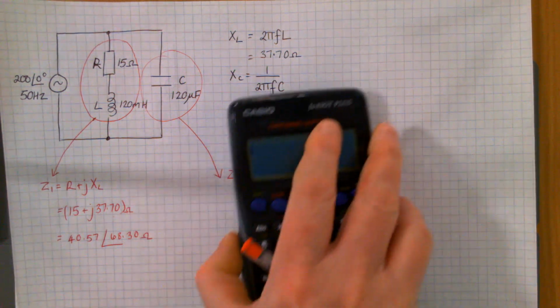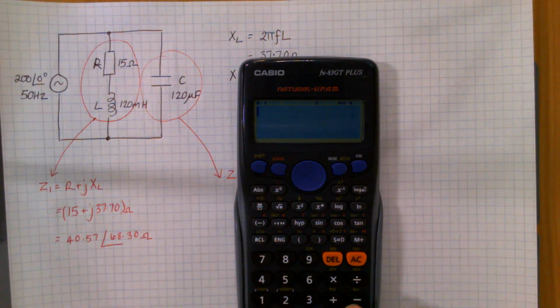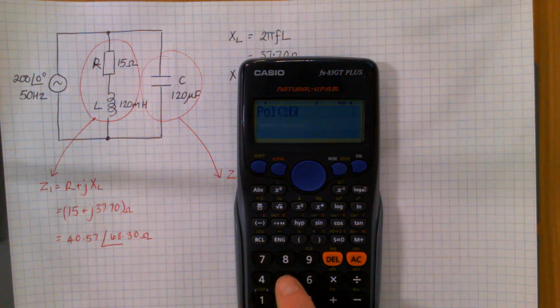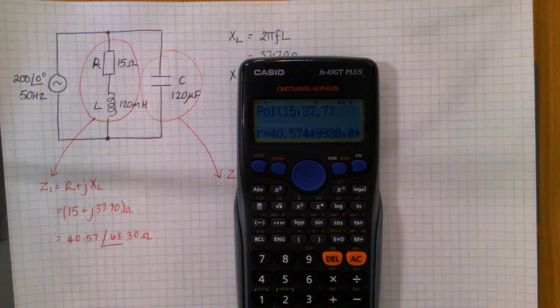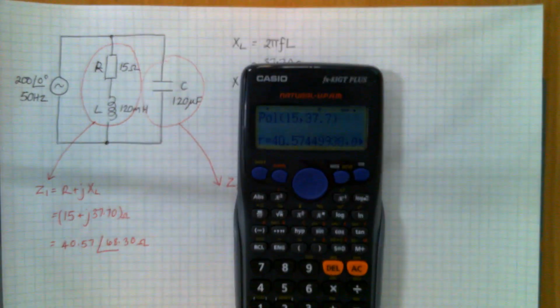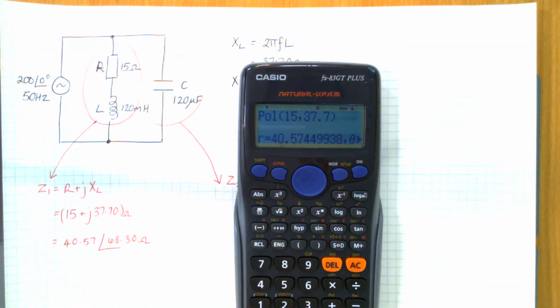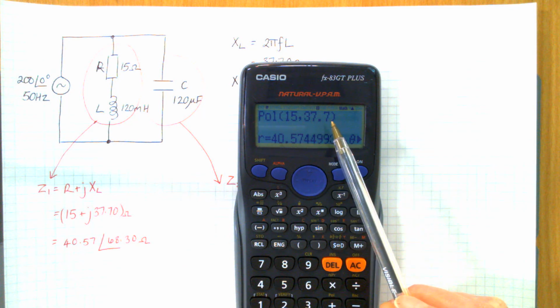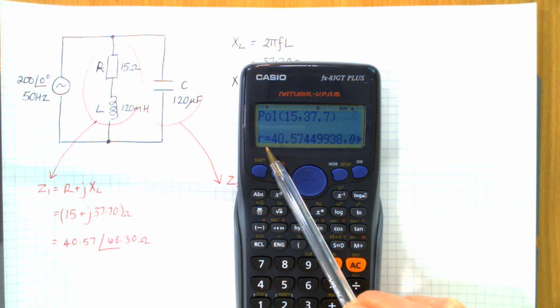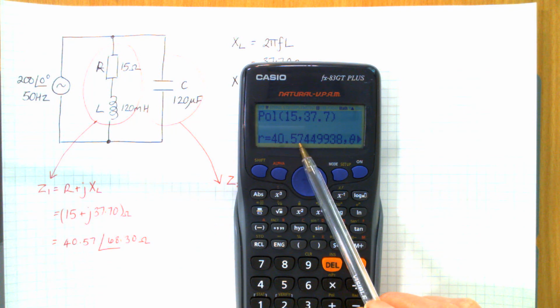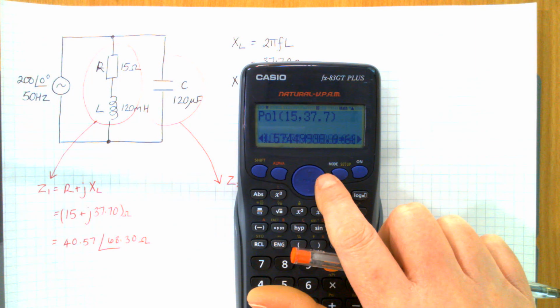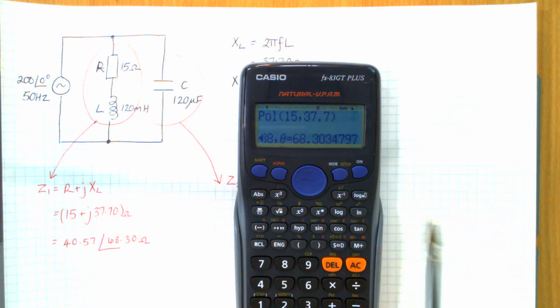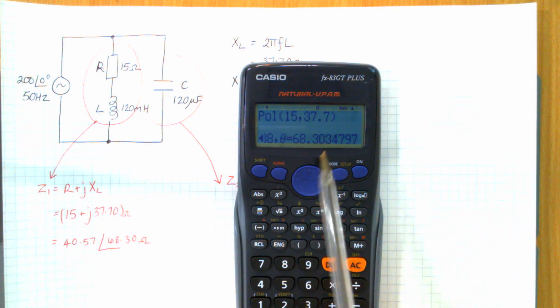Right, so when you want to go from rectangular into polar, you go shift pol, then you're putting in the 15, comma, 37.7, close your brackets, equals. Obviously you can't see that at all. So that is mine. Pol 15 and then a comma, 37.7, close your brackets. Then that gets me my R, which is my magnitude part, 40.57. And then if I scroll along, that's my degrees, 68.3.